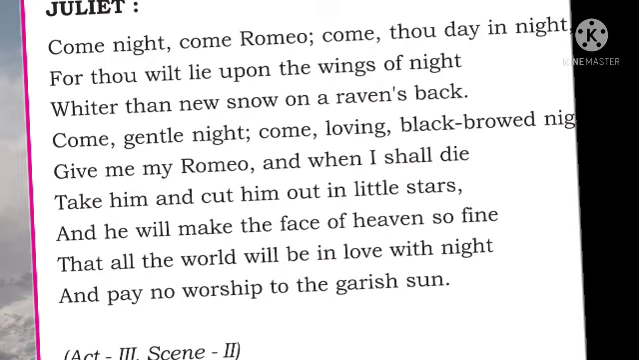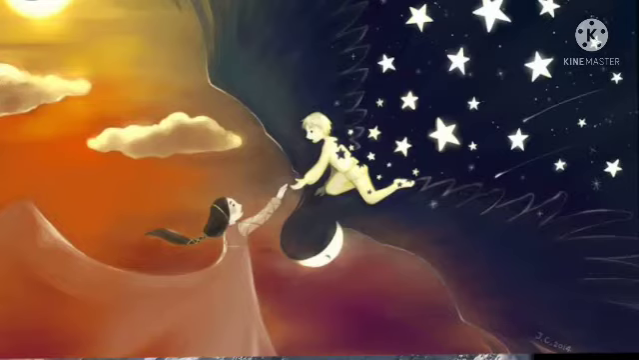Come night, come Romeo, come thou day in night, for thou wilt lie upon the wings of night, whiter than new snow on a raven's back. Come gentle night, come loving black-browed night, give me my Romeo, and when I shall die, take him and cut him out in little stars, and he will make the face of heaven so fine that all the world will be in love with night and pay no worship to the garish sun.